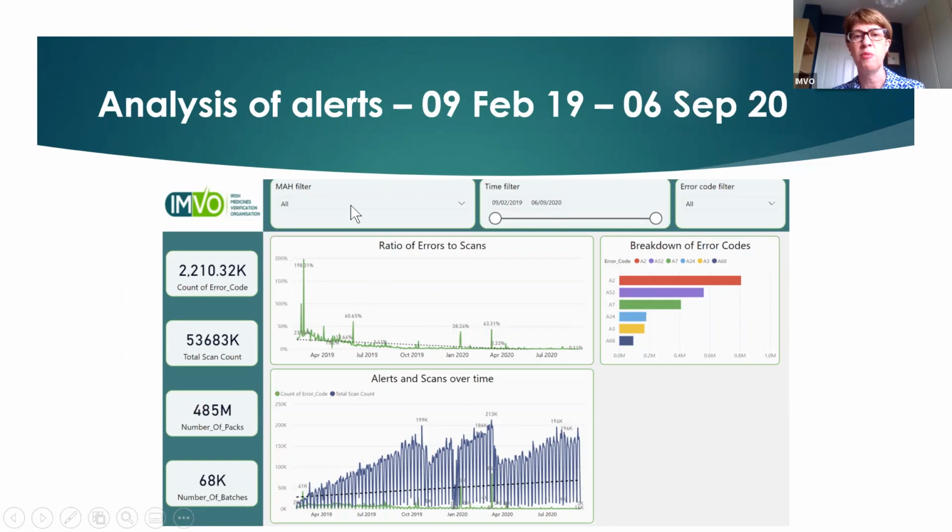And in our report, we can actually check by MAH. We can look at a time period. We can look for different types of error codes or alerts. We can see the breakdown of the different types of alerts over that period. And also then we can see the ratio of errors to scans, we call that the alert rate, and then we can see the pattern of alerts and scans over time.